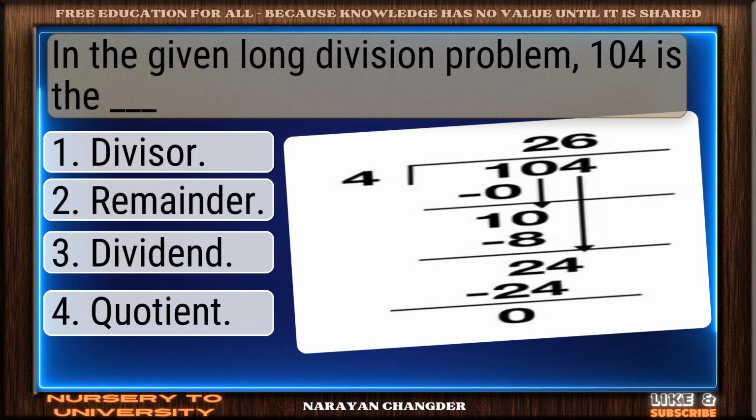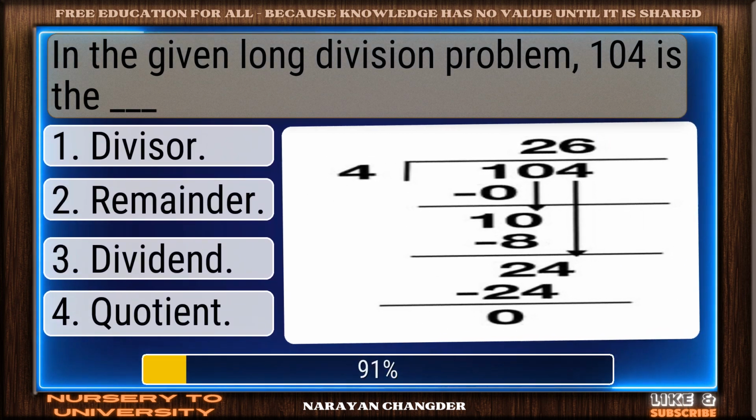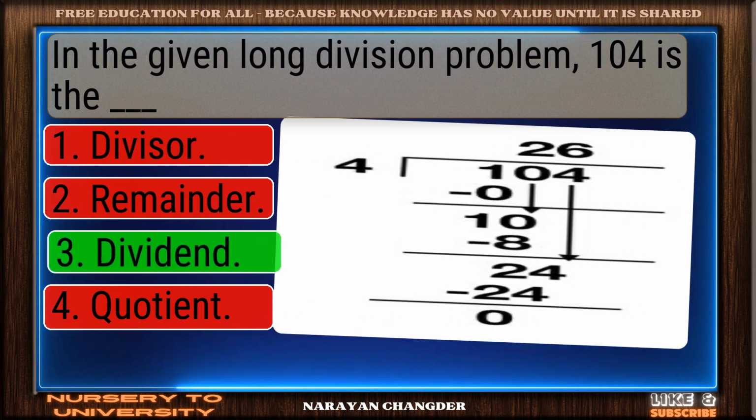In the given long division problem, 104 is the dash. On track. Dividend is the correct answer.